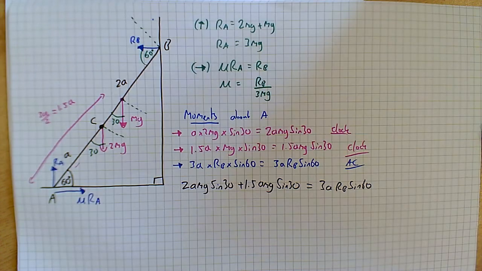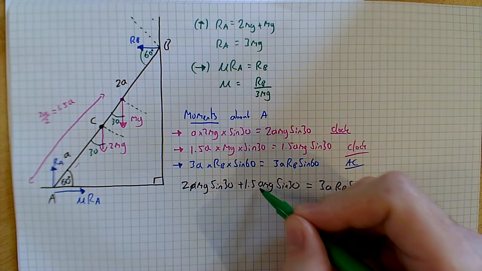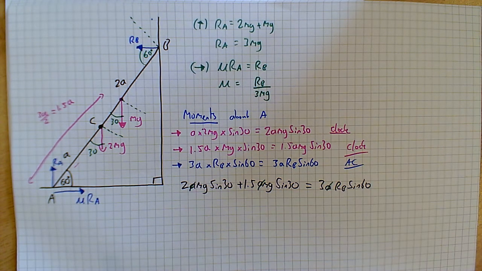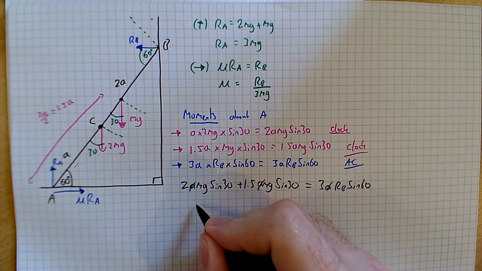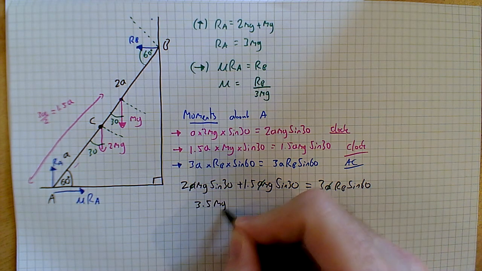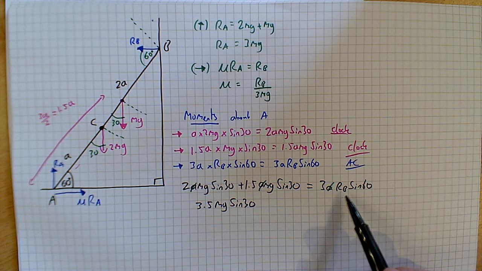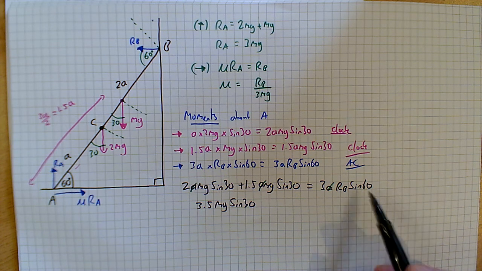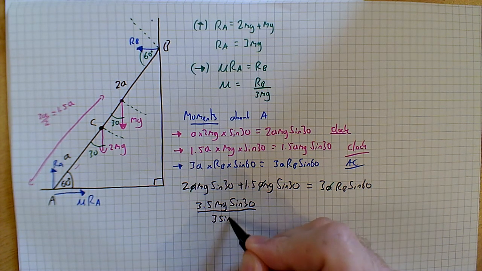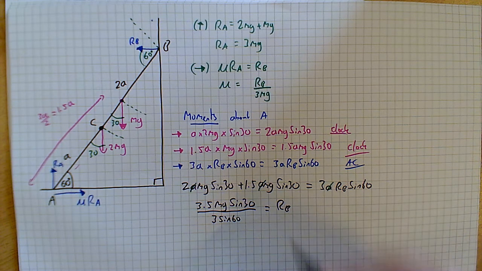Okay, so I noticed two things straight away from this. I noticed that these two are the same term, a mg sine 30, so I can add them together. And I noticed that there's an A common in all three terms. So I can divide by A, and that will cancel out this. And then I'm left with, on the left, 3.5 mg sine 30. And when I divide by 3 sine 60, that will give me my value of RB.